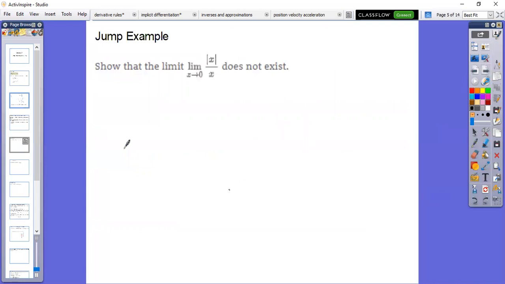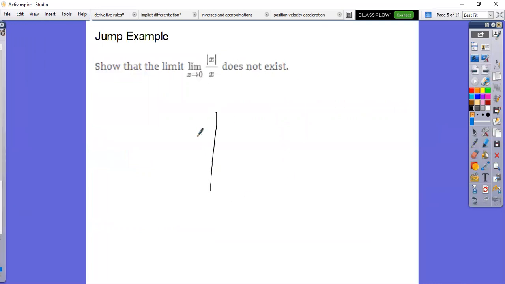So first, let's look at the jump. Let's take this function, absolute value of x over x. If I think about the graph of this function, if x is positive, then I get a value of 1. If x is negative, then I get a value of -1. So the graph is going to look something like this. x cannot be equal to 0, so I have open points at each of those places.